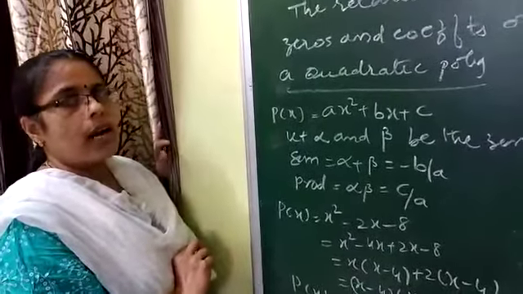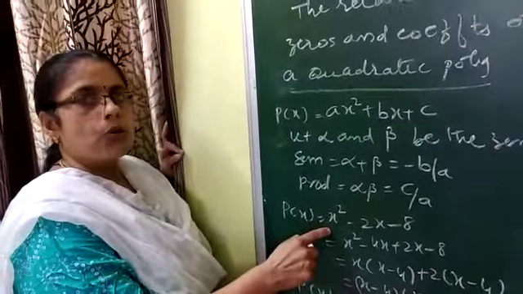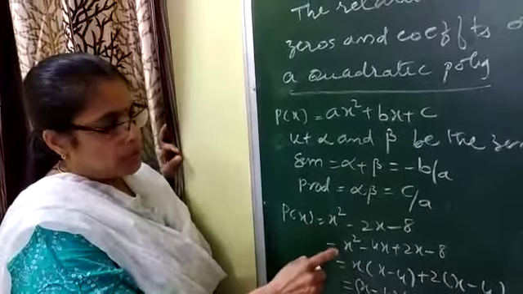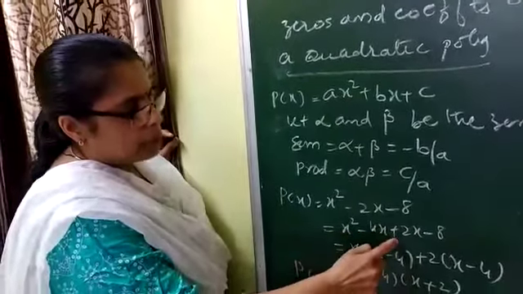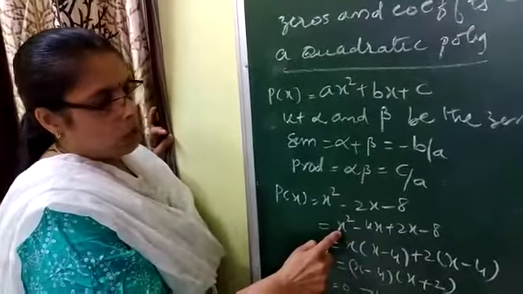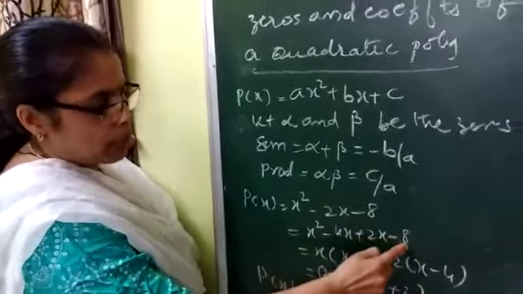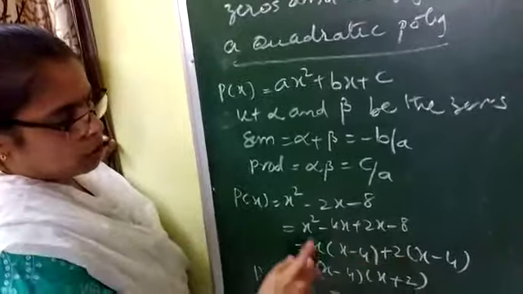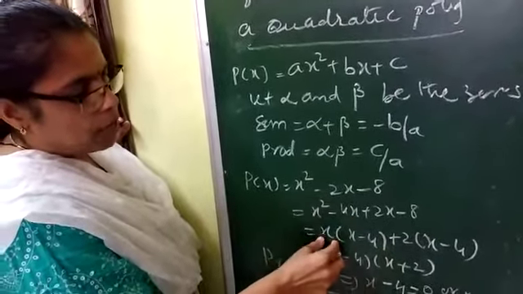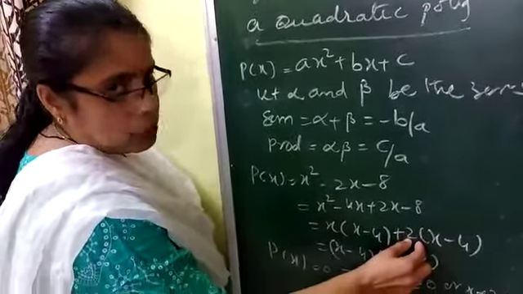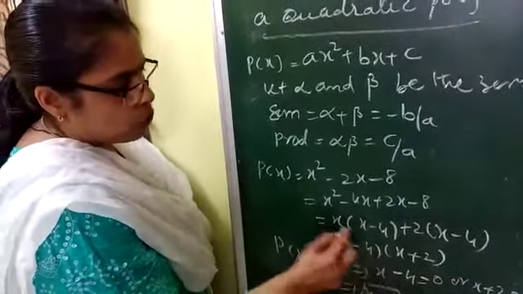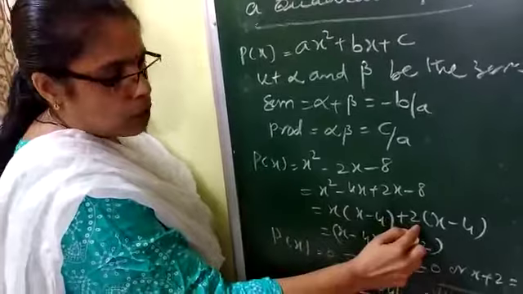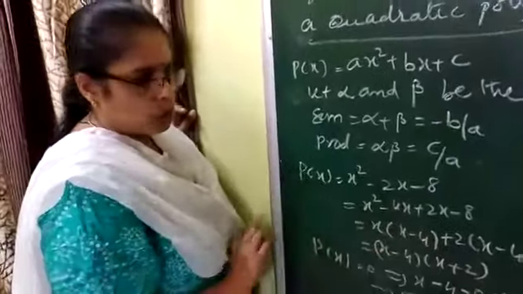You know in class 9th we can find zeros of quadratic polynomial by the method of splitting middle term. By the method of splitting middle term, see the step: x square minus 4x plus 2x minus 8. From these two terms, I have taken x common, and from these two terms you can take 2 common. Again, x minus 4 is common. That is x minus 4 into x plus 2. That you all know from your junior classes.